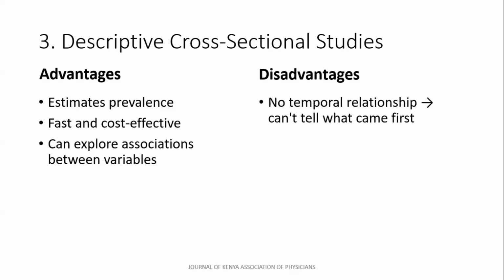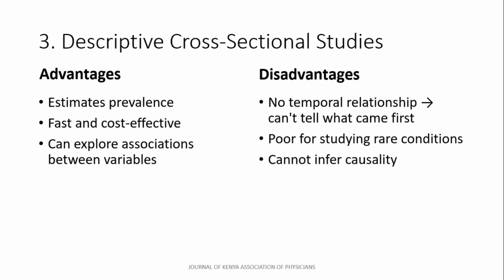Disadvantages. They usually can't tell us the temporal relationship between variables, so we can't tell what came first. They're also poor for studying rare conditions, and we cannot infer causality from them.